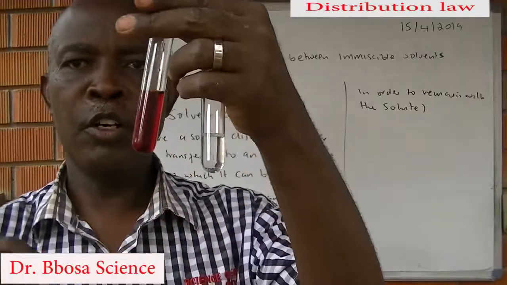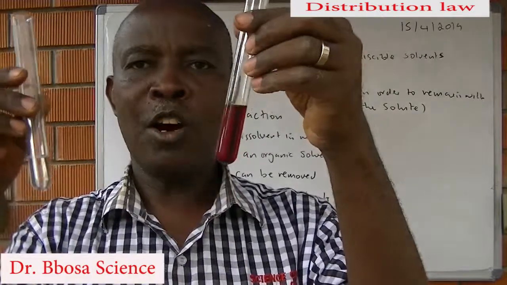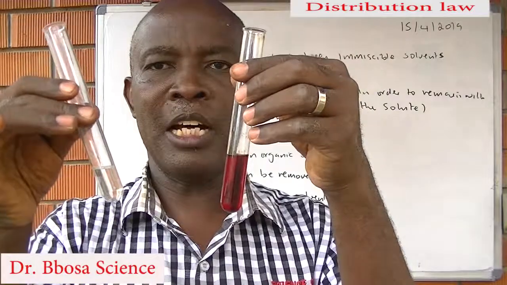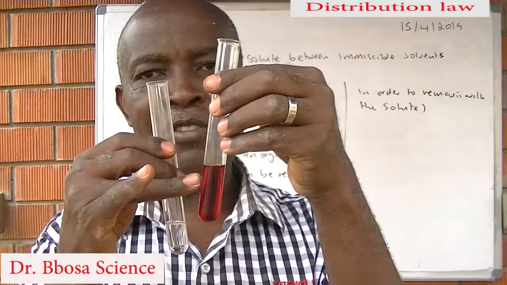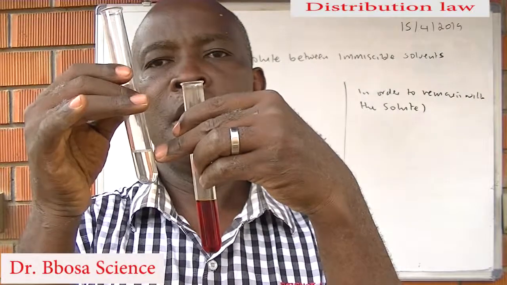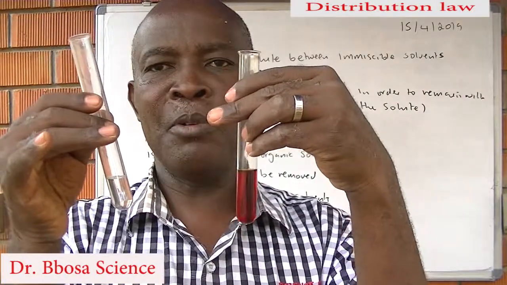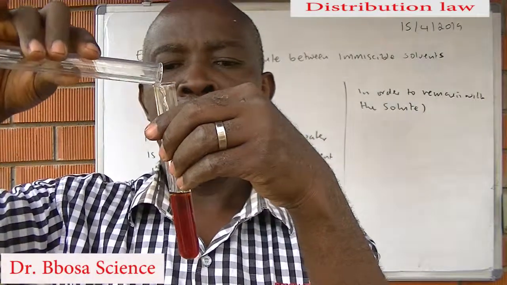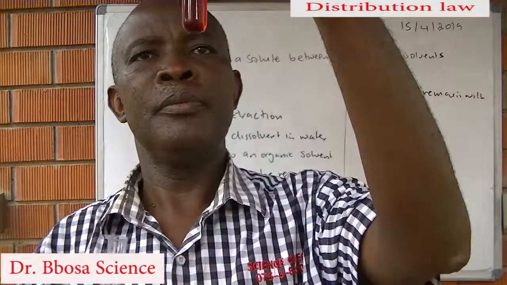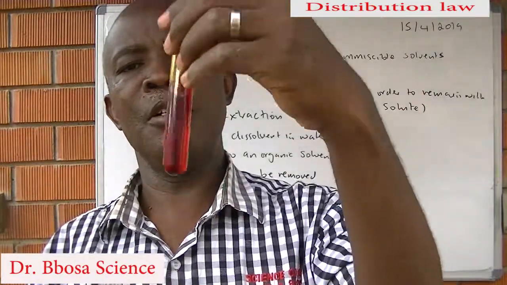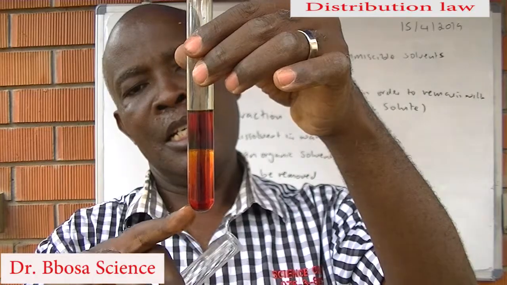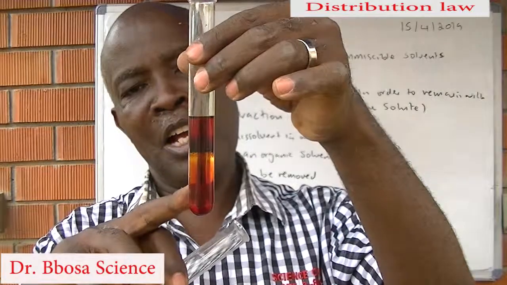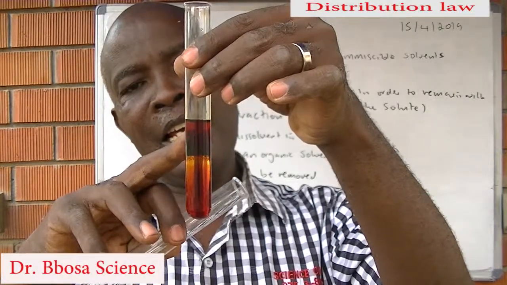For instance, if you have your iodine solution and you have an organic solvent which is immiscible in water, we can transfer part of the iodine from the iodine solution into the organic solvent from which iodine can be obtained easily. We add an organic solvent to this solution. These are immiscible, so we can shake. In this experiment, you can see that part of the iodine has been transferred from the aqueous solution into the organic layer.